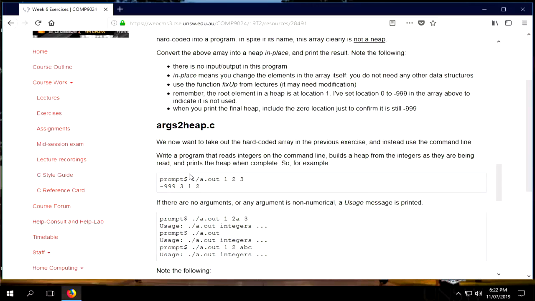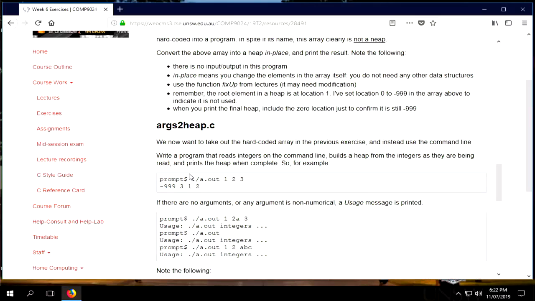Now, of course, this program, the third or fourth program in the exercises, I ask you to get rid of that fixed array, 1, 2, 3, 4, 5, 6, 7, and write the program for command line arguments. So I run the program, and it's called args2array.